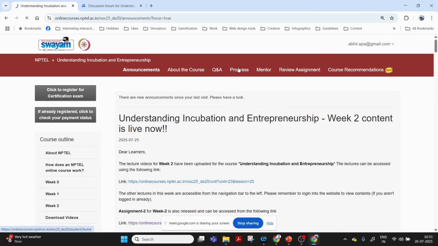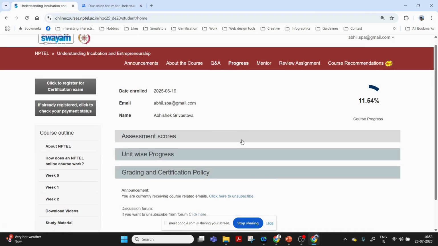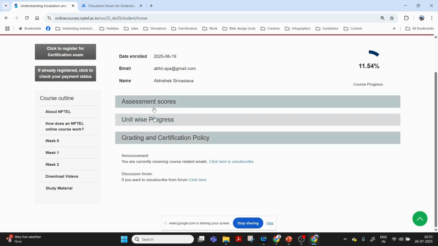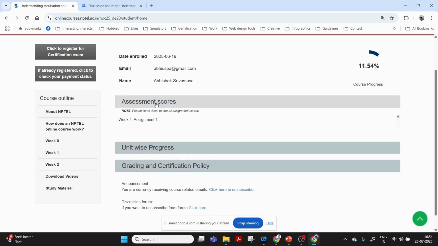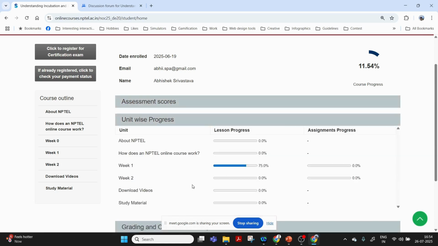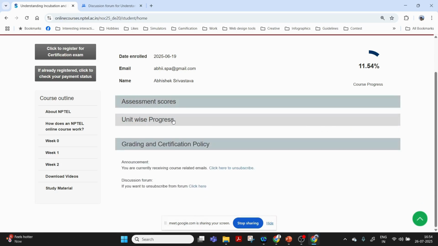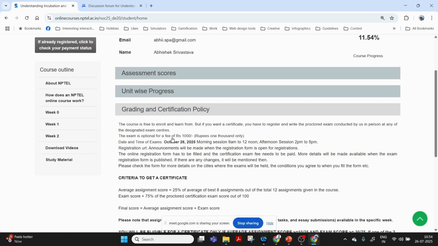Like I mentioned, the progress. As of now, you might not have much progress, but if you see here, there are three different tabs. One is the assessment scores, which means the marks you are getting week-wise. And then is unit-wise progress, the content you are consuming and watching, and then the grading and certification policy.